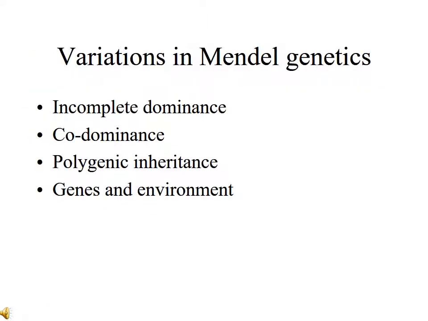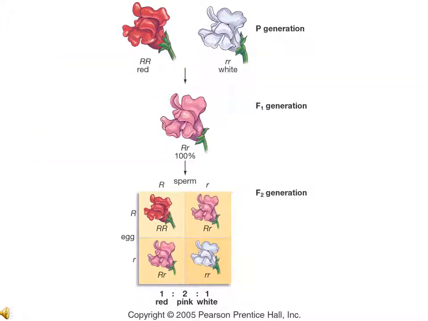Unfortunately, we have variations in Mendelian genetics. We have incomplete dominance, we have codominance, we have polygenic inheritance, and we have gene and environmental influence. So let's touch on these for a moment. Look at this example in terms of incomplete dominance. We have a red flower that has a genotype big R, big R.